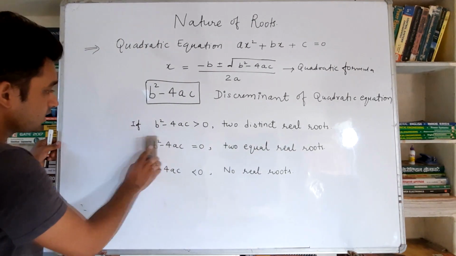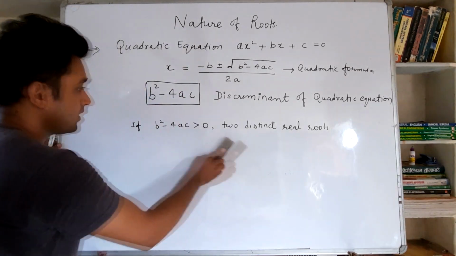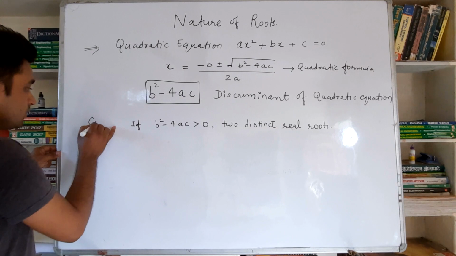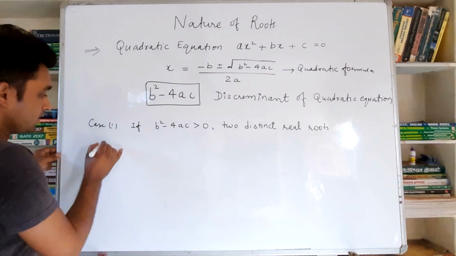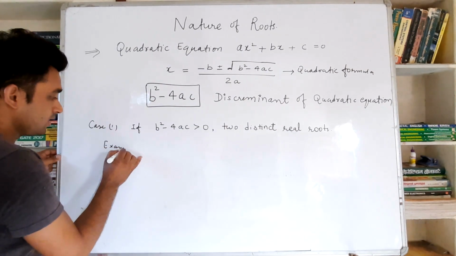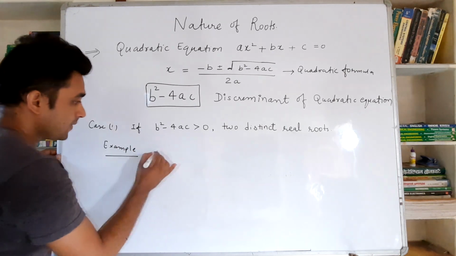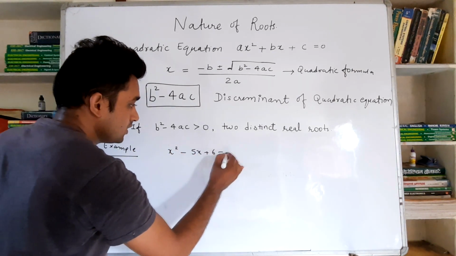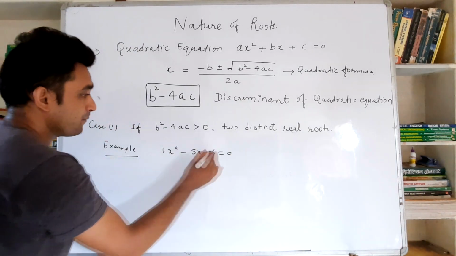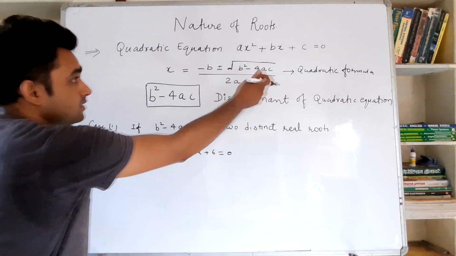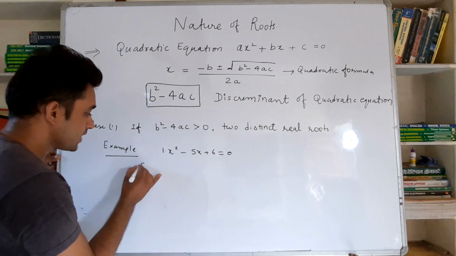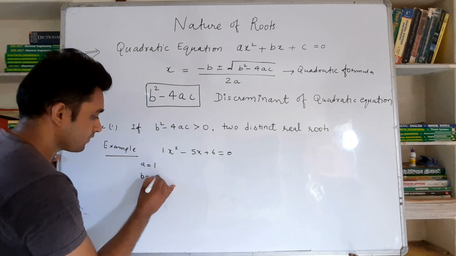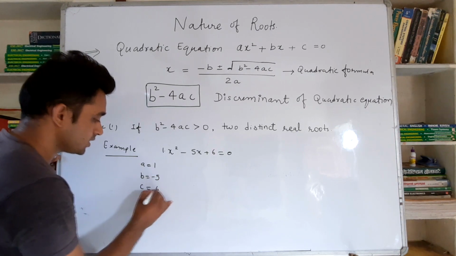So if we consider case 1, in which there are two distinct real roots, let's take an example, x square minus 5x plus 6 equals 0. When we compare this example with the standard quadratic equation, we find that a equals 1, b equals minus 5, and c equals 6.